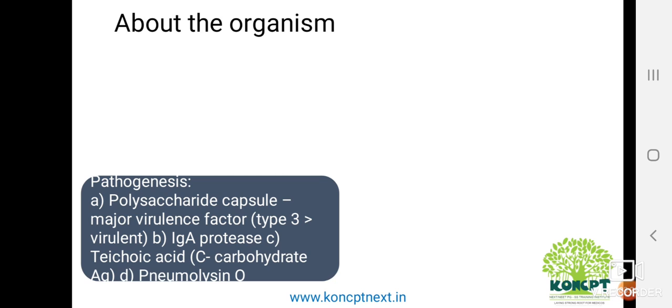It also produces pneumolysin O. Here again the name tells you pneumolysin. Pneumo is respiratory, lysin is lysis or death. So this pneumolysin is a cytolysin or a membrane damaging toxin which damages the respiratory epithelium. It also inhibits the complement activation.